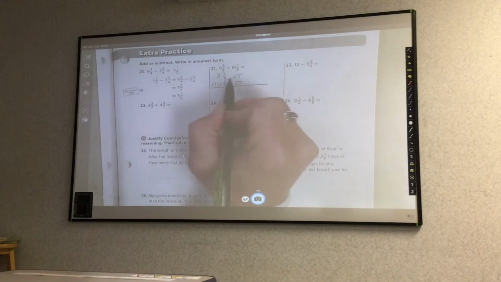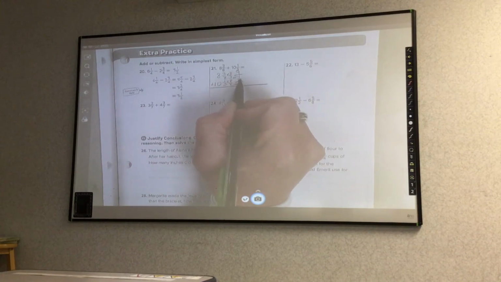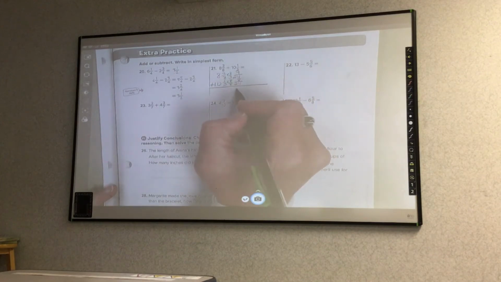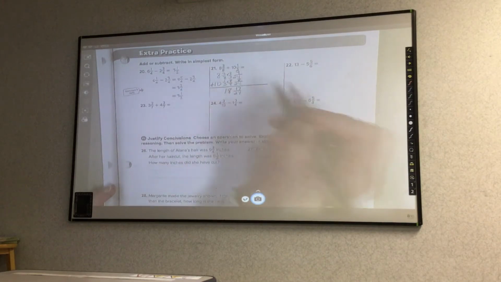And how did I get from 8 to 24? I multiplied it by 3. So I have to show 3 over 3. So I have 9 24ths. How did I get from 3 to 24? Times 8. So it's 8 over 8. So 1 times 8 is 8. I am adding. So 9 plus 8 is 17 over 24 because I'm keeping the denominator. And 8 plus 10 is 18.